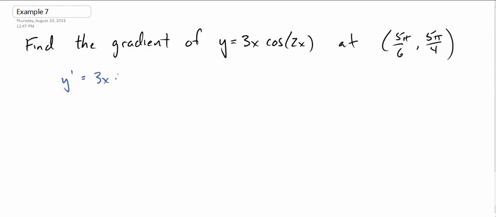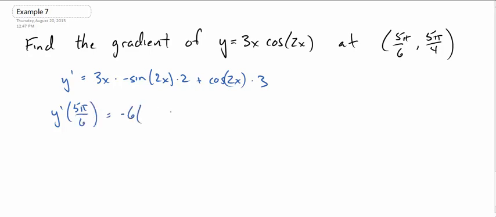You should get 3x times negative sine 2x times 2 plus cosine 2x times 3. And now we want to evaluate that derivative at the x-coordinate of 5 pi over 6. So we have negative 6 times x sine 2 times x plus 3 cosine 2 times x. And the x that I'm putting in, of course, is 5 pi over 6.